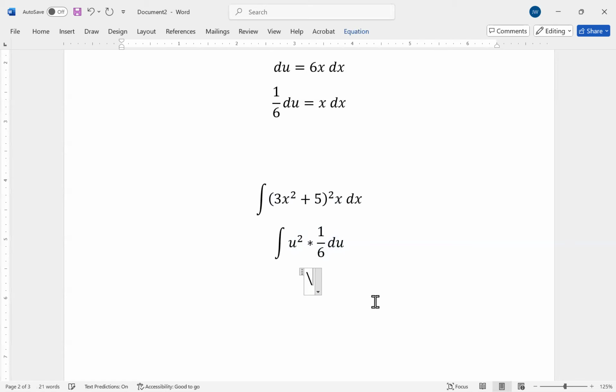Usually we like writing our coefficients out front. So I'm going to write 1/6 times u squared times du. I'm going to write my integration that way.